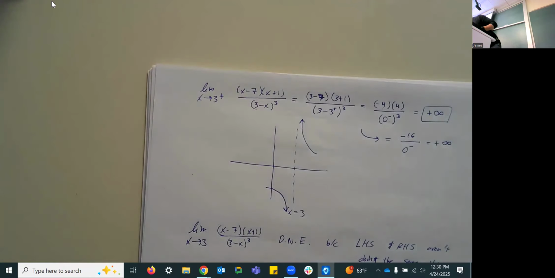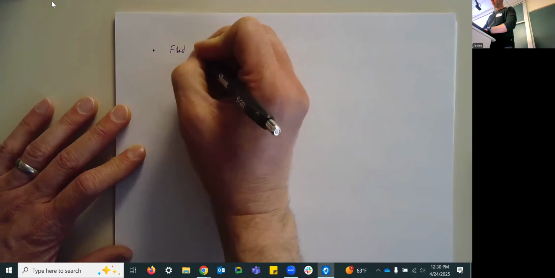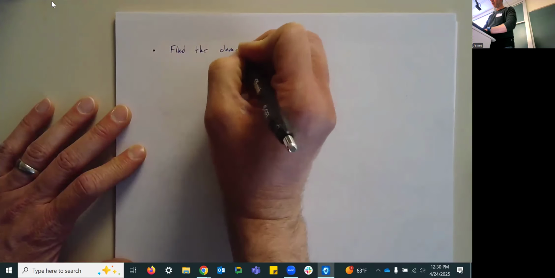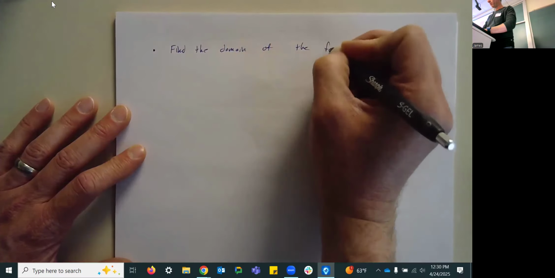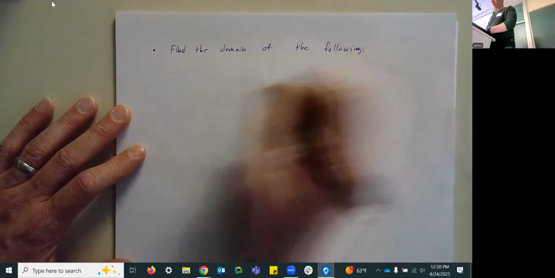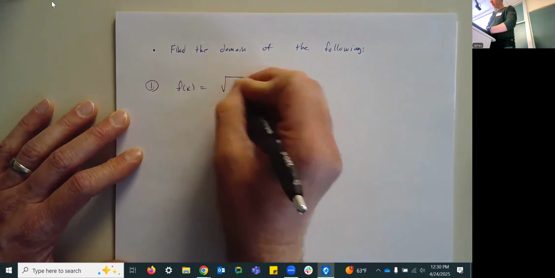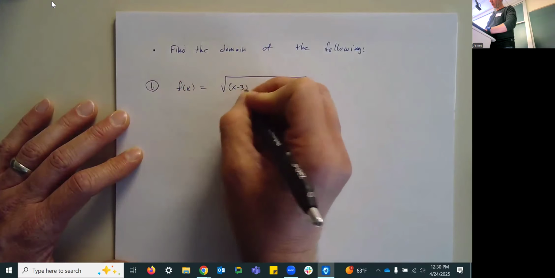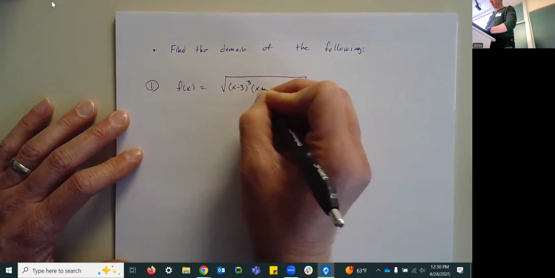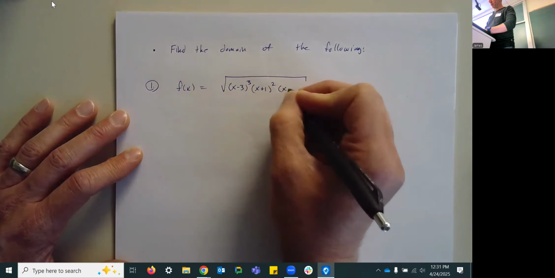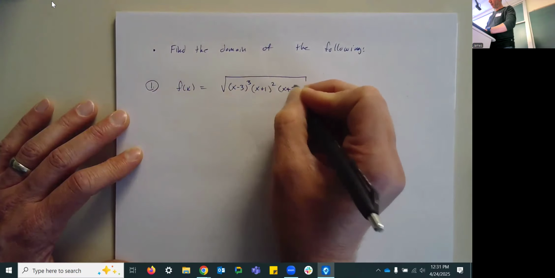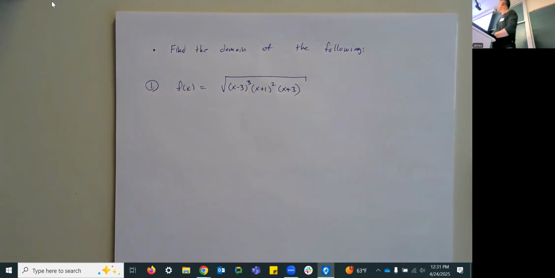Domain and range. Okay, sure. If I were going to ask a domain question on an exam, I would maybe ask it in the following way. Find the domain of the following functions. We'll do maybe 2 or 3 examples here. First one, f of x equal to the square root of (x minus 3) cubed times (x plus 1) squared times (x plus 3).